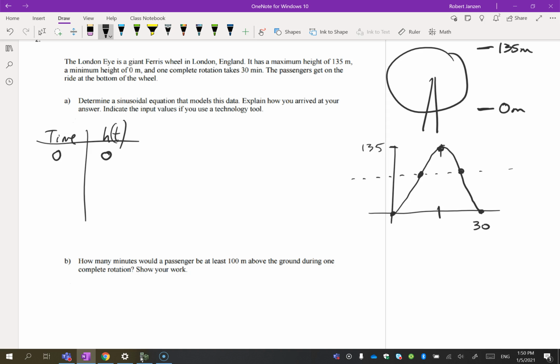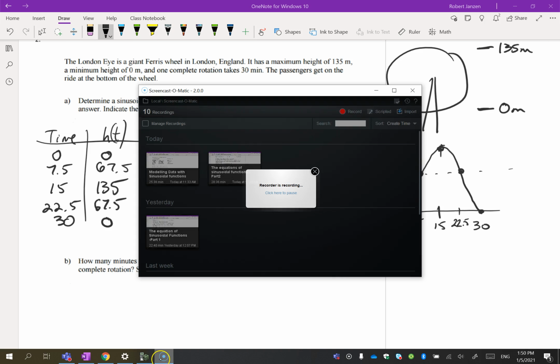Okay, so at 0, we have 0 height. If this is 15, this is 7.5, right? These are going to be exactly symmetrical. So at 7.5, it is half the way up to 135. What's half of 135? That's going to be 67.5. Then at 15, it goes up to 135. Then at 22.5, it's back down to 67.5. And then at 30, it's back down to 0. So put this in your calculator, see how good you are at this, and then answer the questions. I'll just pause for a little bit.